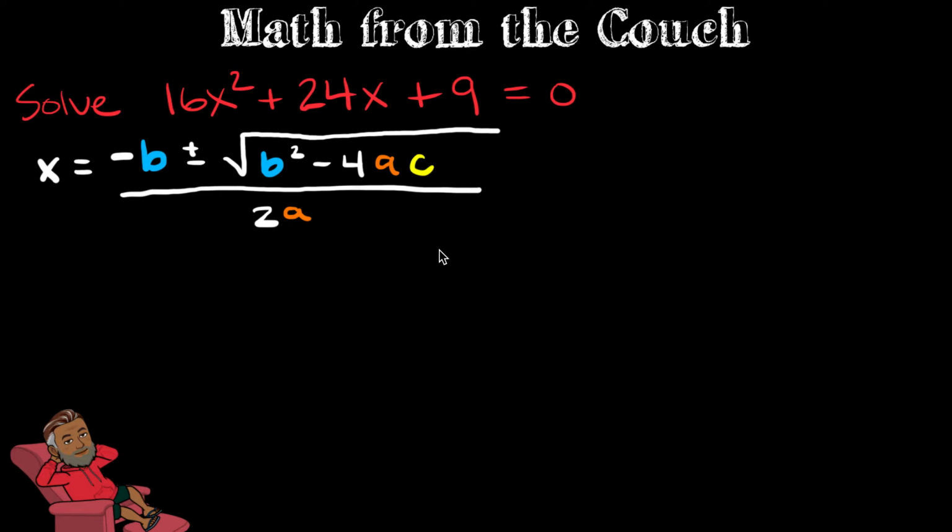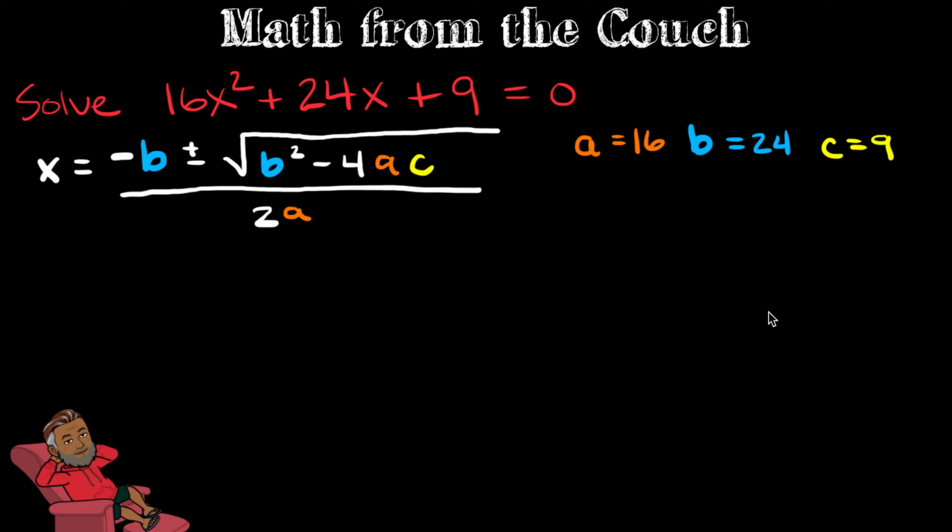Okay. Now the way it's going to work is you have to be able to identify A, B, and C from your quadratic equation. So the quadratic equation is what is in red. The A is the 16. So we have A is equal to 16. The B is the coefficient of the x, so the B is just 24. And then the C is the constant term, which is 9 in this problem. So C is equal to 9.